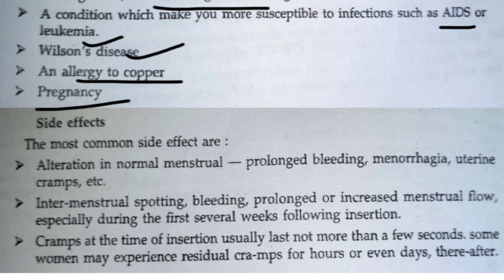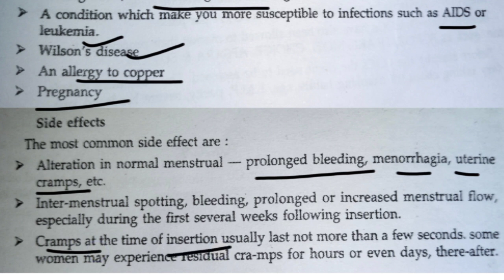Next, the side effects. After using this, the woman may experience very long bleeding during menstruation. There is prolonged bleeding, amenorrhea is found, and the pain during menstruation is severe. And there is pain during the insertion, that is, when this device is inserted, at that time generally the pain lasts for a few seconds or minutes. This is normal, but in a few women the pain has lasted for hours and days. These are the side effects.